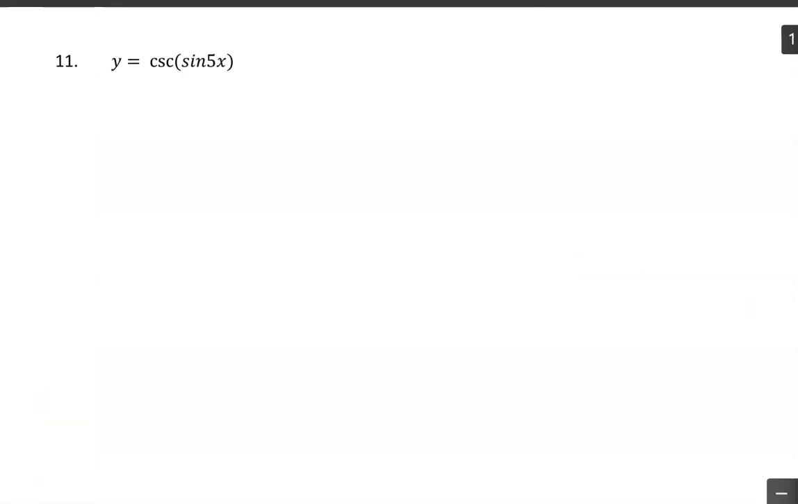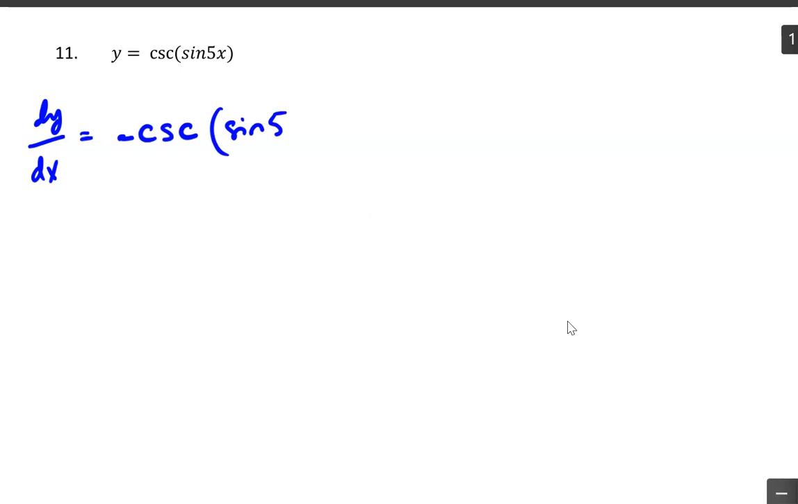I will write dy over dx because, as I remind everyone, as soon as you start differentiating, you need to write dy over dx. Don't just write an equal sign. Make sure that you tell the reader that you are going to differentiate. So you apply the derivative of cosecant, so it will be negative cosecant of the exact function again, and then multiply by cotangent of sine of 5x. This is just the derivative of cosecant.